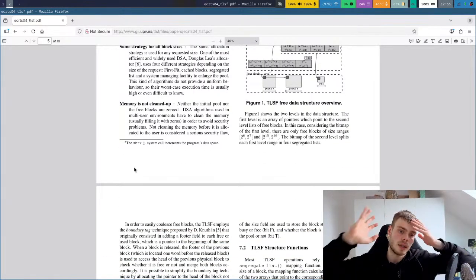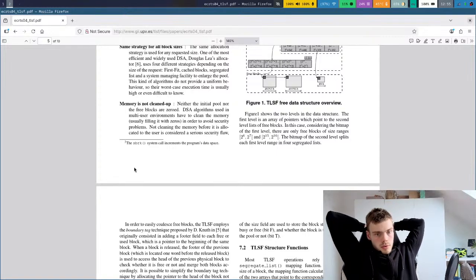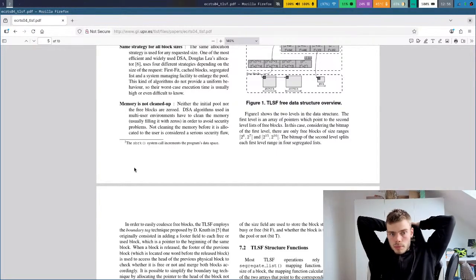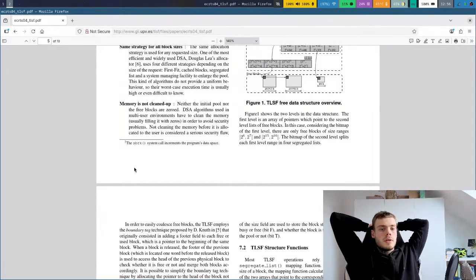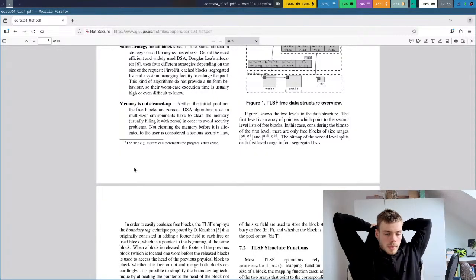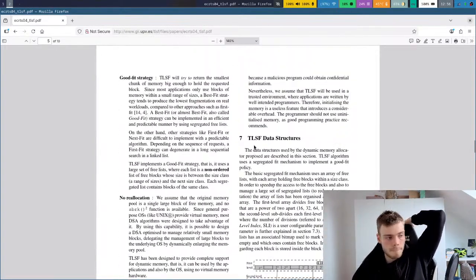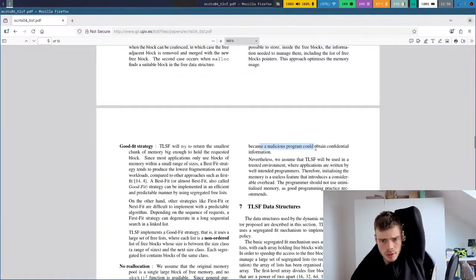Memory is not cleaned up. Neither the initial pool nor the free blocks are cleaned by the DSA. Some environments have to clean memory to avoid security problems. Not cleaning what is allocated to the user is considered a serious security problem, because a malicious program could obtain confidential information.